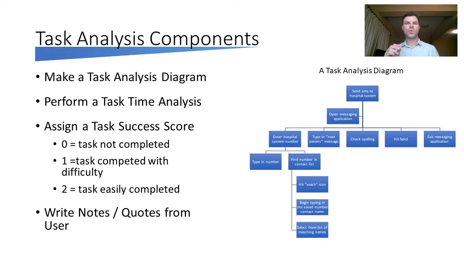So a task analysis, while seemingly observational in nature, can actually be quite quantitative. For example, when you identify a task and its subtasks, you can observe the study participant, and you can assign a score to how easily or how successfully a task or subtask was achieved. Furthermore, you can also record how much time it takes for each task or subtask to be completed, and that can help you identify bottlenecks or areas of frustration in the user trying to achieve a goal. And make sure you write down notes or quotes from the user as you're conducting your task analysis.